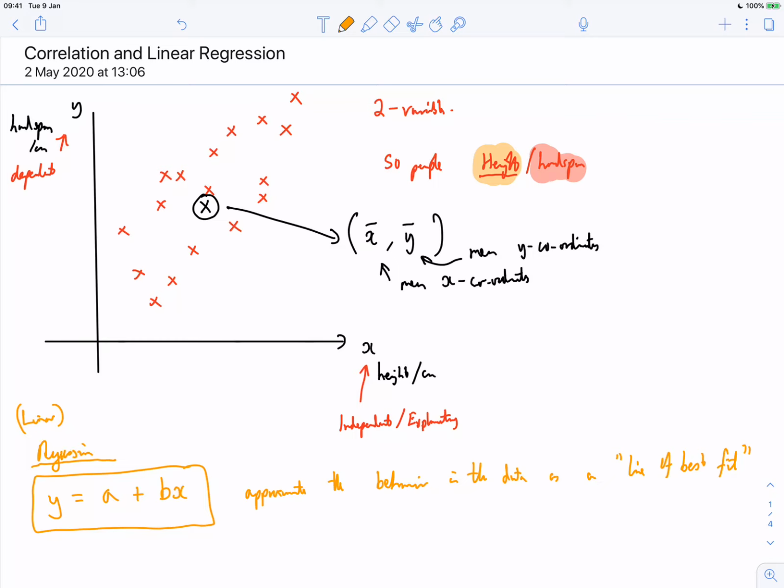Okay, when we do linear regression on some data, we're trying to approximate the data as a line of best fit. So up until GCSE, you might have had to draw a line of best fit, and you'd do it by eyeball, and you go, well, that kind of looks okay, and there's a wide range of error you could be making here. Today, we're actually going to be looking at how to get the line of best fit, essentially the linear regression equation, by minimizing the errors.